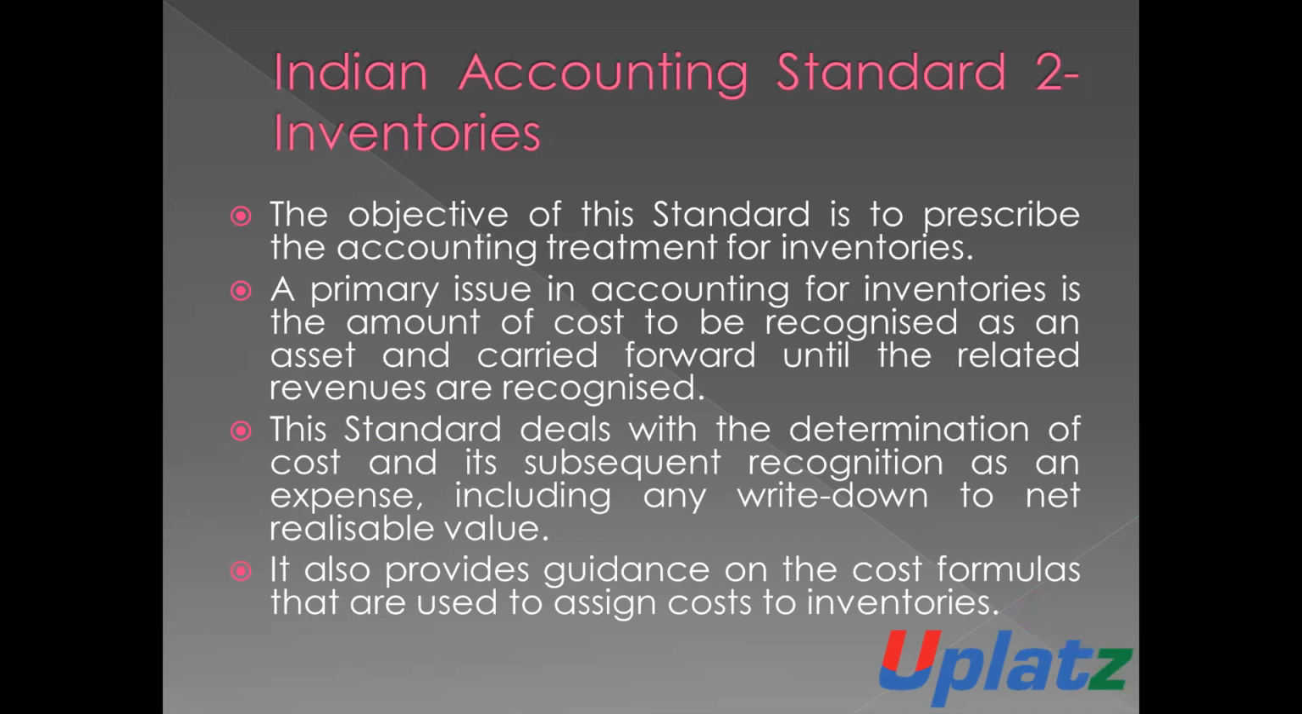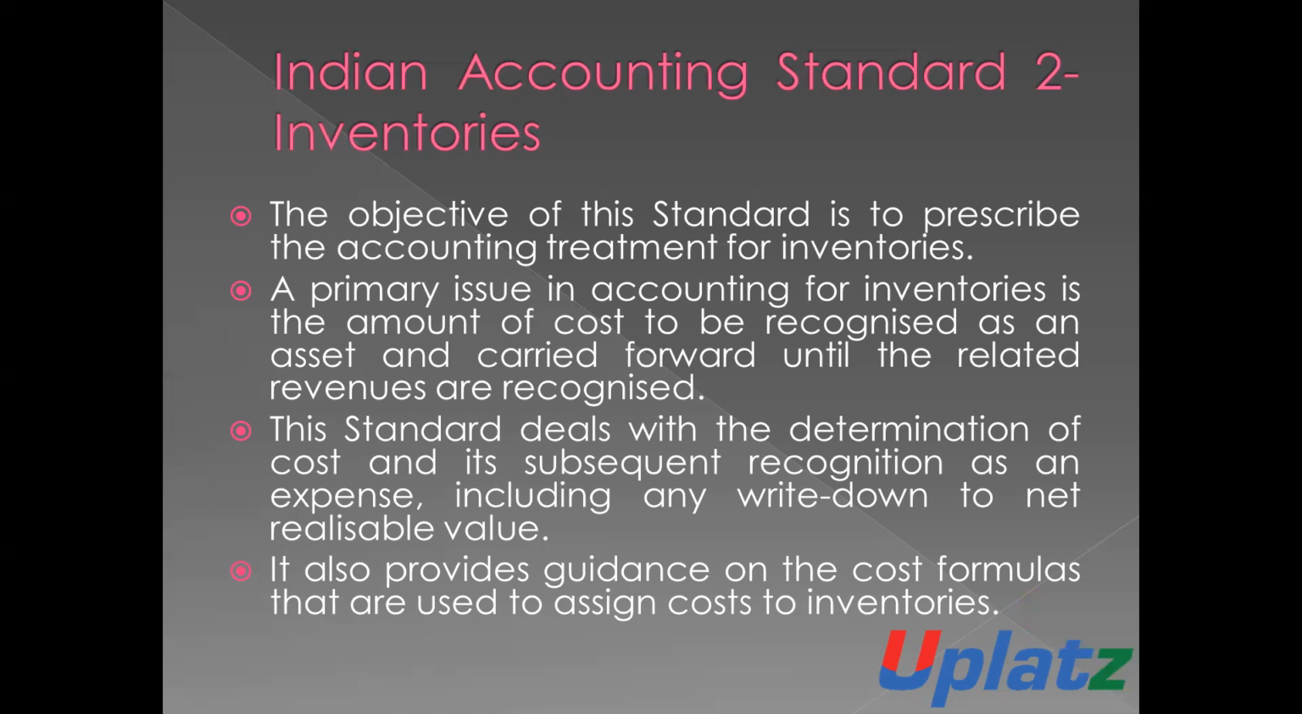The primary issue in accounting for inventory is the amount of cost to be recognized as an asset and carried forward until the related revenues are recognized. That is, the main issue in the accounting of inventory is that the amount of cost is to be recognized as an asset and carried forward until the related revenues are recognized.